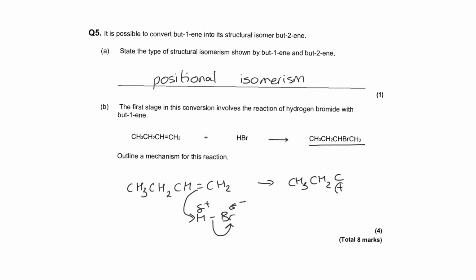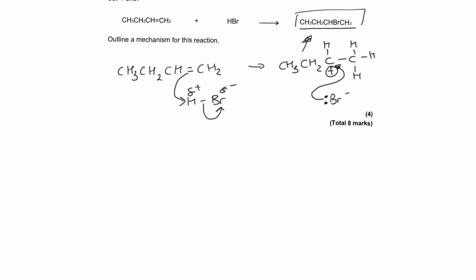The positive carbocation is there, and the hydrogen's gone on to the first one, and then we've got the Br minus. Don't forget to put the lone pair of electrons, and the curly arrow starts from the lone pair of electrons and goes to the carbon atom there, and then that forms the product. No need to show it because they've already done that for you here. Okay, and that's it.